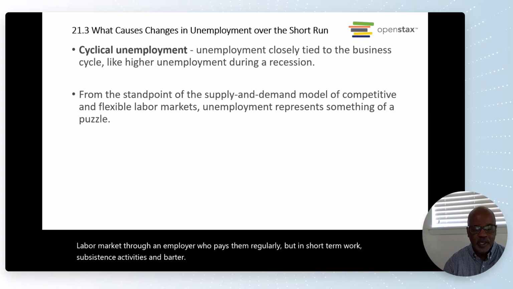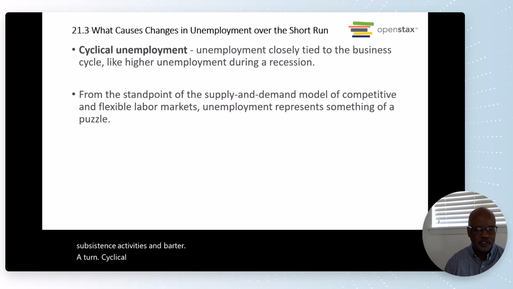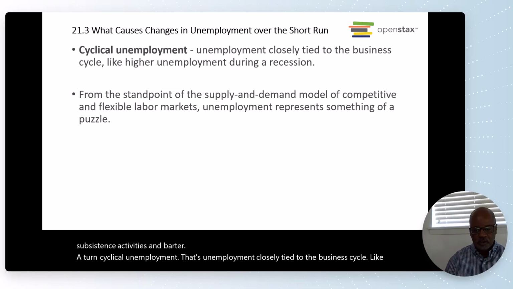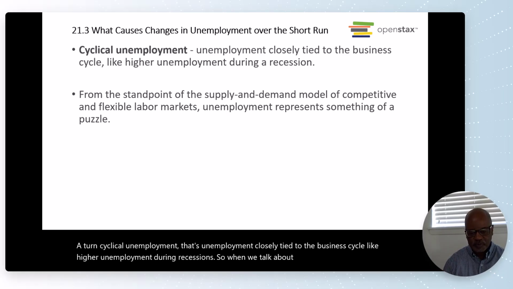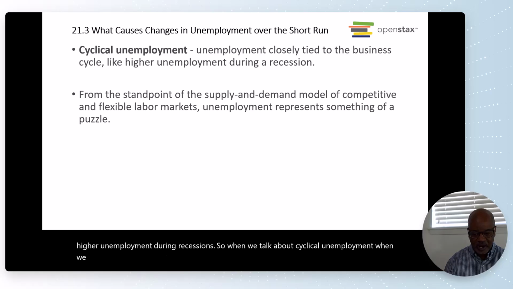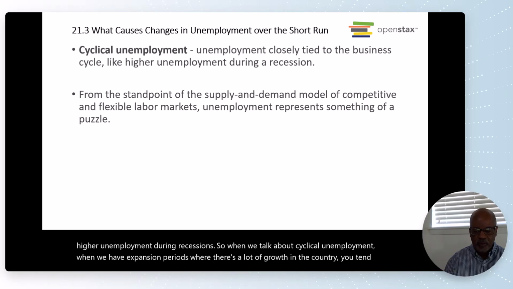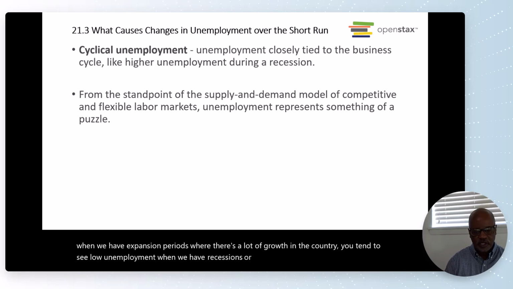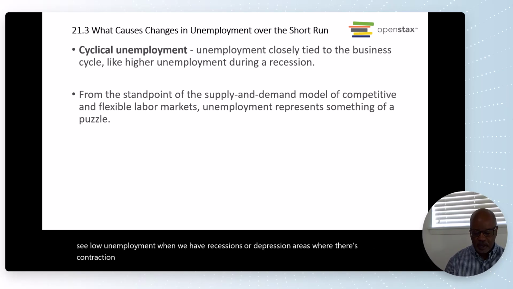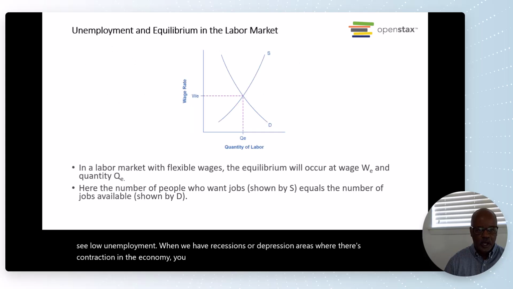A term: cyclical unemployment. That's unemployment closely tied to the business cycle, like higher unemployment during recessions. So when we talk about cyclical unemployment, when we have expansion periods where there's a lot of growth in the country, you tend to see low unemployment. When we have recessions or depressionary periods where there's contraction in the economy, you tend to have higher unemployment.